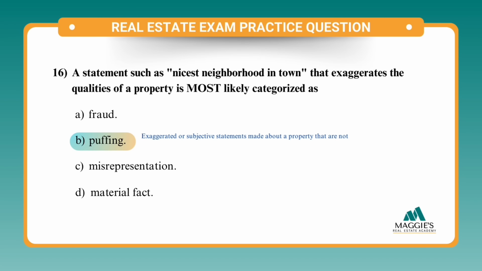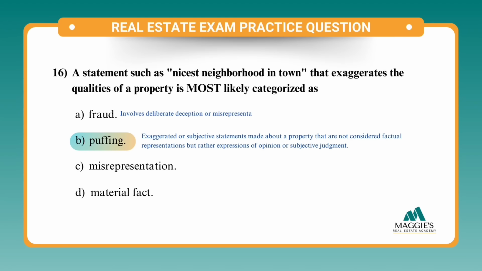Puffing refers to exaggerated or subjective statements or opinions made about a property that are not considered factual, but rather opinions or subjective judgments. Statements like "nicest neighborhood in town" are examples of puffing because they are subjective opinions about the property rather than verifiable facts. In real estate transactions, puffing is common and generally not considered fraudulent or actionable because it's understood that such statements are opinion and not meant to deceive or mislead buyers.